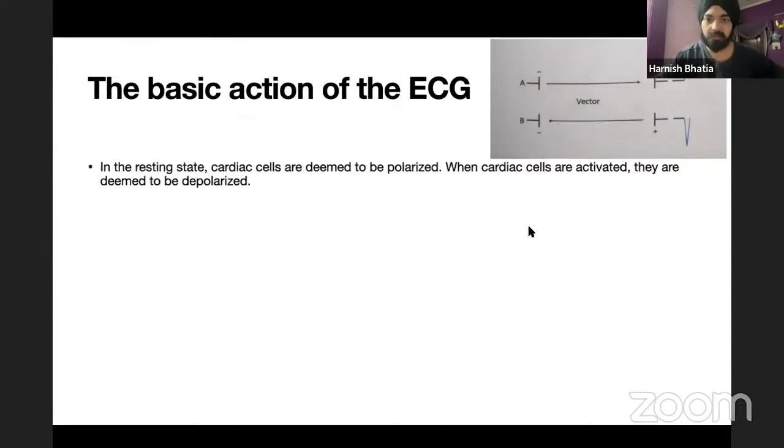Okay. So in the resting state, cardiac cells are deemed to be polarized. In the action potential we saw that there is a negative potential of every cardiac cell in the resting state, which is around -70 to -90. We know that, okay? So they are deemed to be polarized. When the cardiac cells are activated, they are deemed to be depolarized. Correct? We saw this in the action potential.